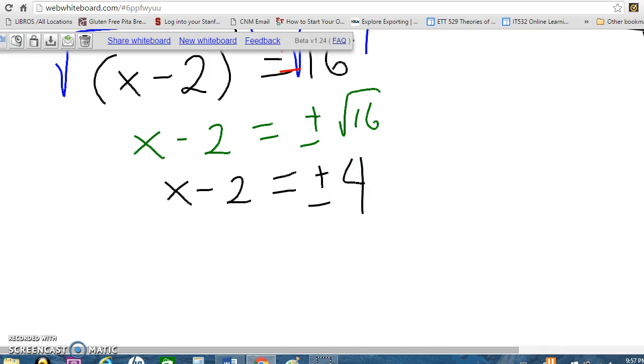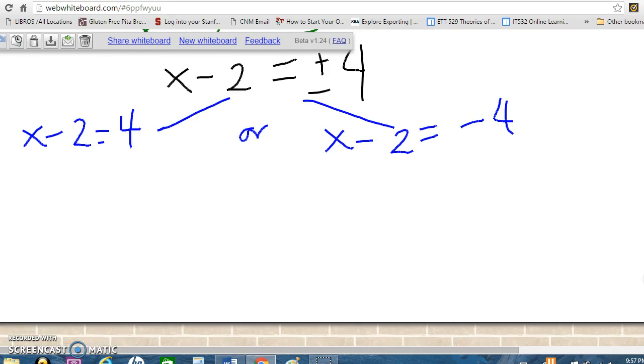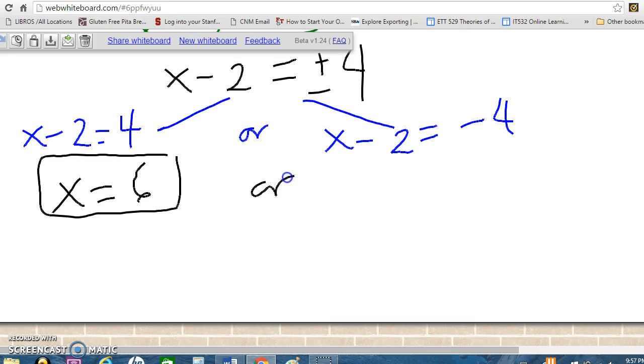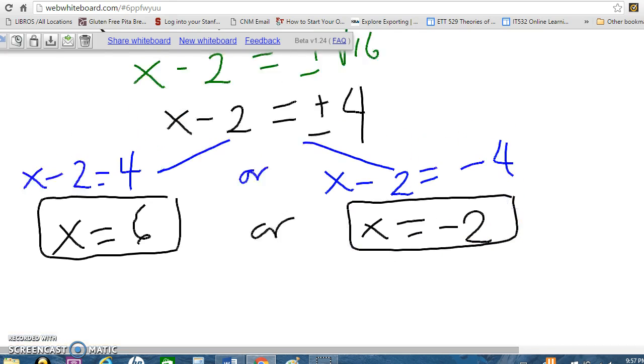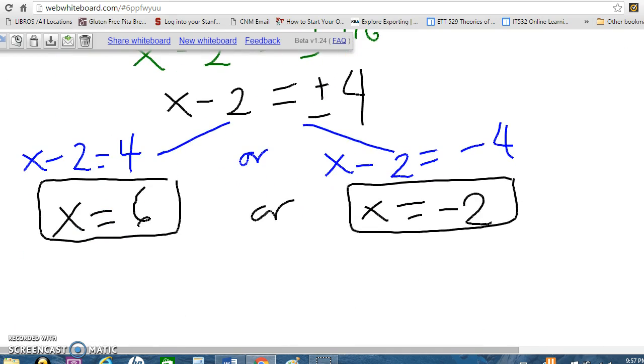So this reduces to x minus 2 is equal to plus or minus 4. Now that we have this, we have two different equations. Either x minus 2 is equal to positive 4, or x minus 2 is equal to negative 4. And we're going to solve these two equations. Once we do, we have in here that x is equal to 6, or that x is equal to negative 2. And if we go back to the problem and we check, it should be good. And so this is using the square root method.